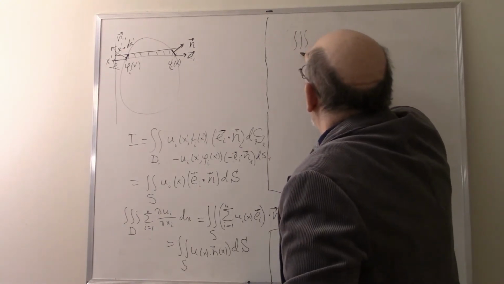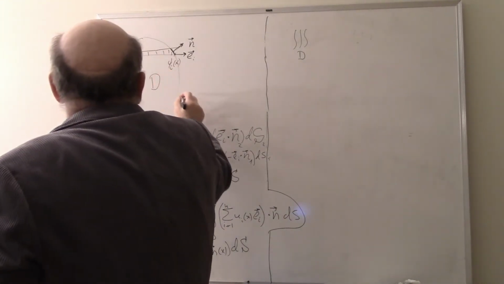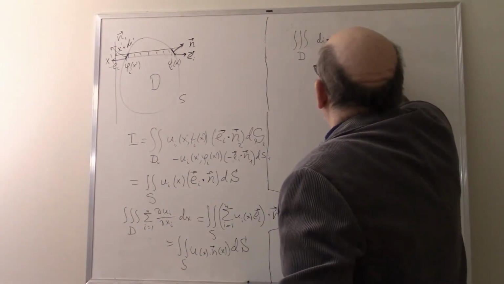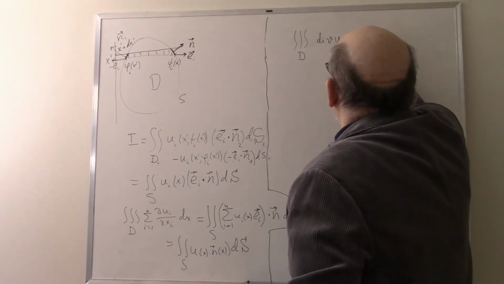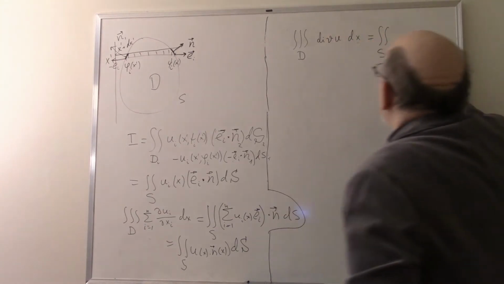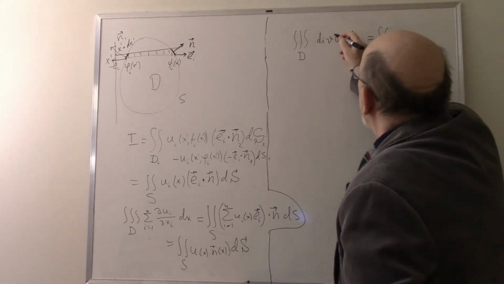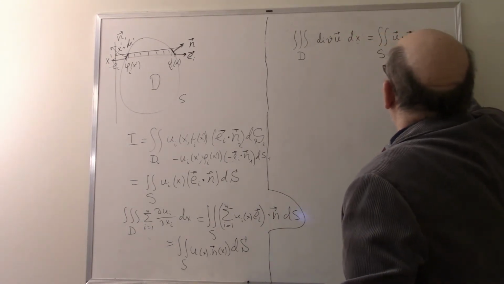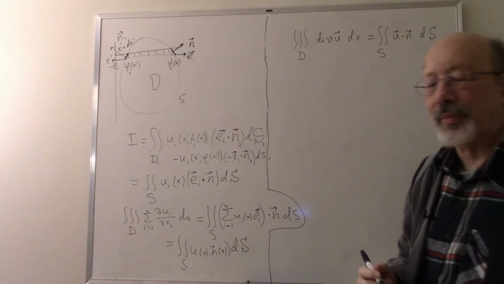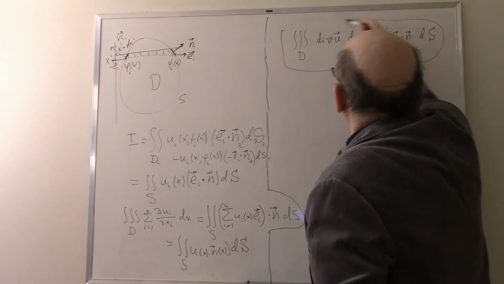Integral over D, this is D, this is S, of divergence u dx equals integral over S of u dot n, where n is the unit normal vector and u dot n is a scalar function, ds. So this is the divergence formula, or divergence theorem.